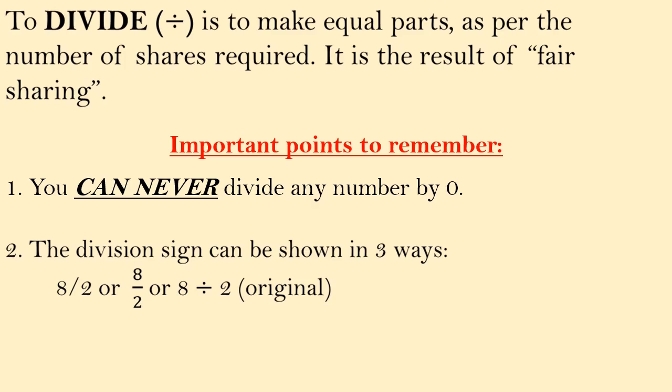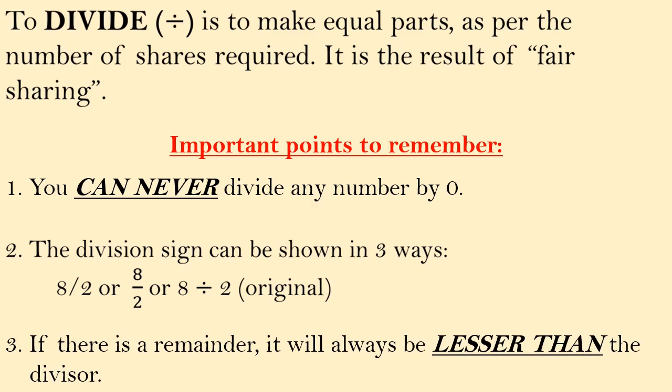The division sign can be shown in 3 ways. One is 8 divided forward slash 2, or 8 upon 2, or 8 divided by 2, which is the original sign. And when you are solving the sum, you have learned that you make a kind of an arc with a line on top.